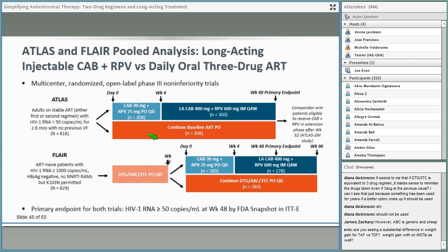So there were 2 studies of the combination rilpivirine. I'm going to say rilpivirine. I think you guys are all going to know it's long-acting. There were 2 studies. One was Atlas.